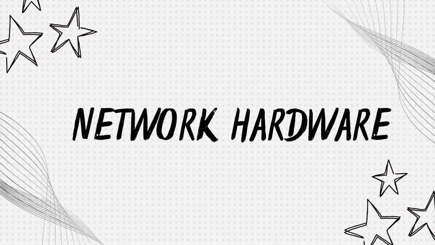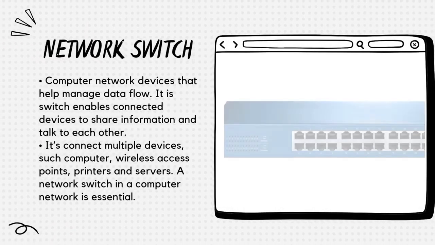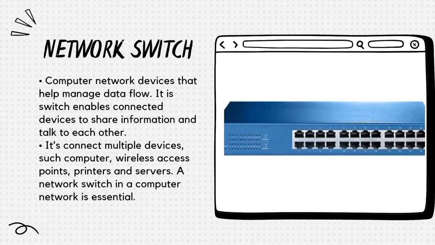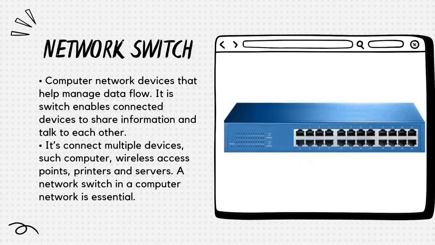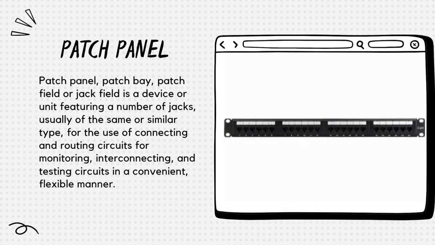So, let's talk about the network hardware. First up, we have the network switch. This device manages data flow and enables connected devices to share information. It can connect multiple devices like computers, wireless access points, printers, and servers. This network switch has 24 ports.